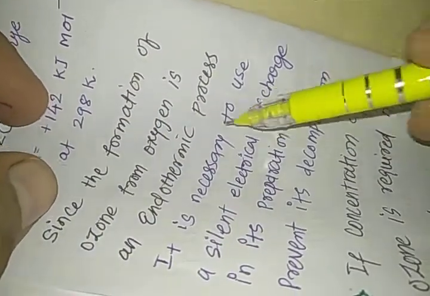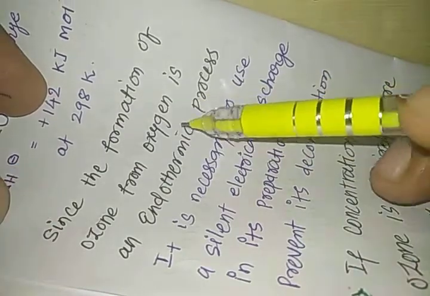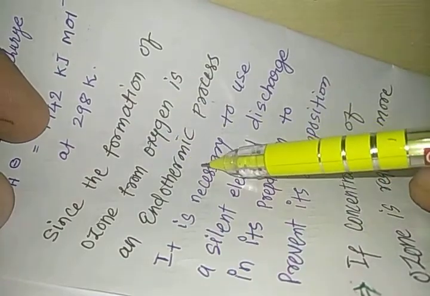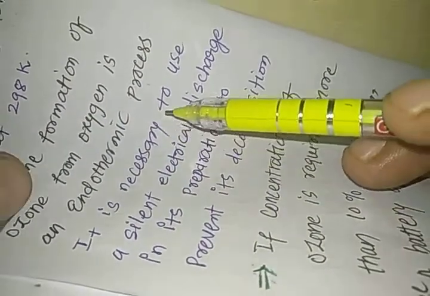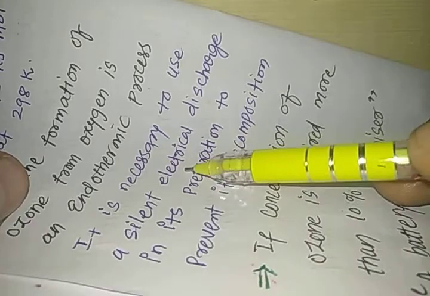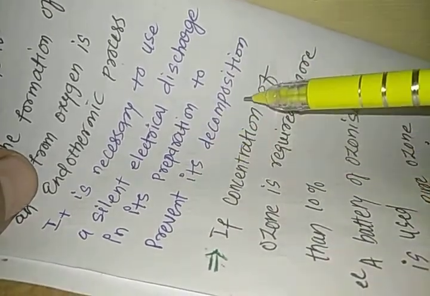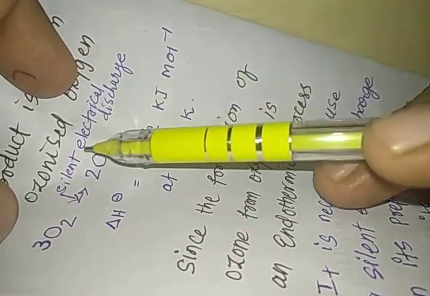Since the formation of ozone from oxygen is an endothermic process, because delta H is positive, heat is required for the reaction. It is necessary to use a silent electrical discharge in its preparation to prevent its decomposition. So if we give a little more energy, or if the electrical discharge is not silent, this ozone again decomposes back to 3O2. So we should have the silent electrical discharge. It is very much necessary.